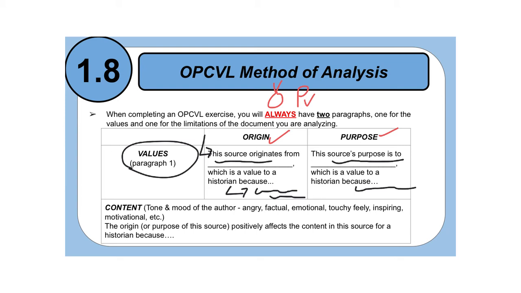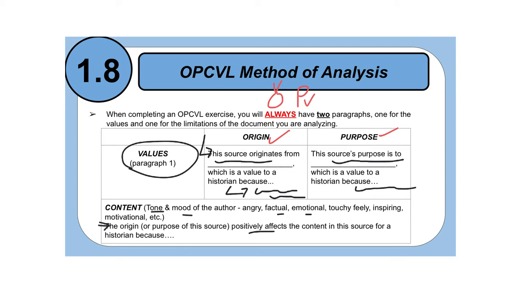Now we just have to go to the content. In content, here are some things to think about if you're trying to figure out where to get some content. You can think of the tone and the mood of the author. Were they angry, factual, emotional, touchy-feely, that kind of thing. And the origin or purpose of the source. So this is a sentence you could start with: the origin positively affects the content in this source for a historian because.